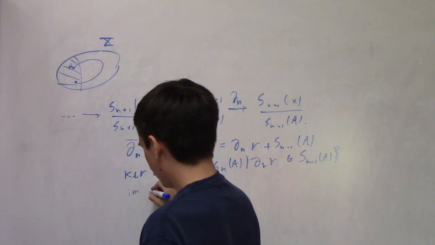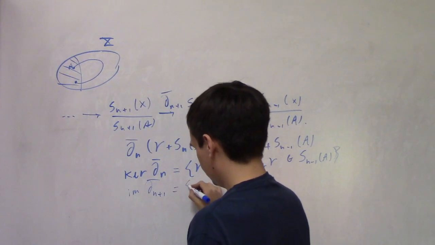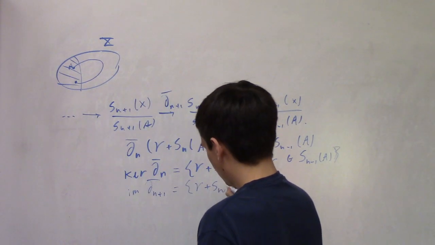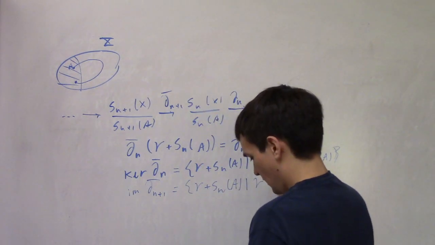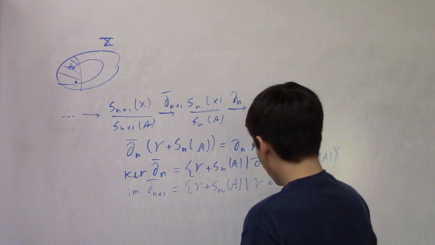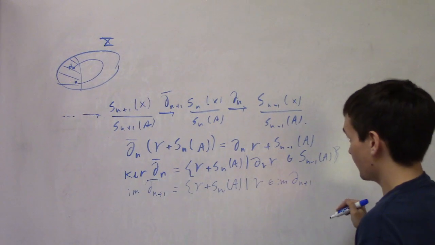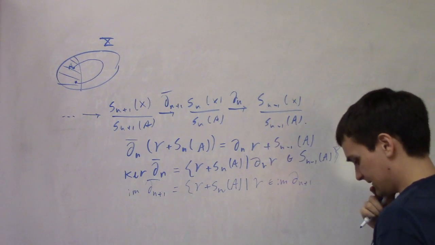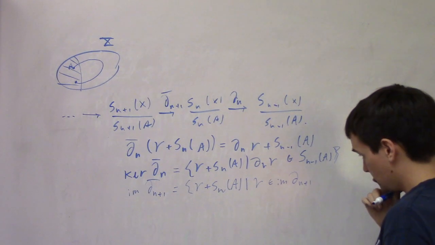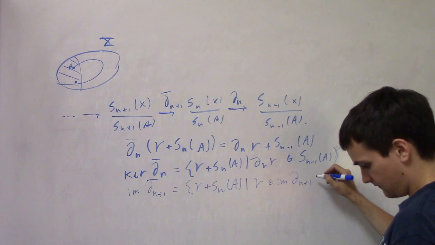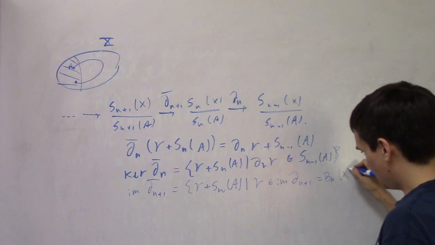And the image of the n+1th differentiation map is gamma plus S_n of A, such that gamma is an element of the image of our old n+1th differentiation operator from S_n of X. Sorry, that's equal to B_n of X, the n boundaries of X.